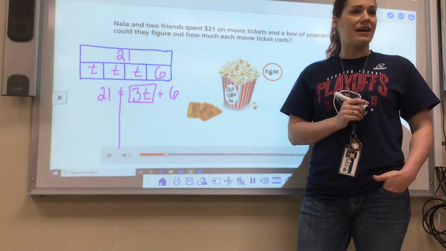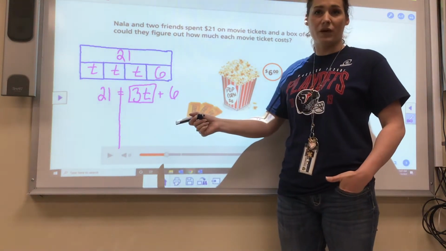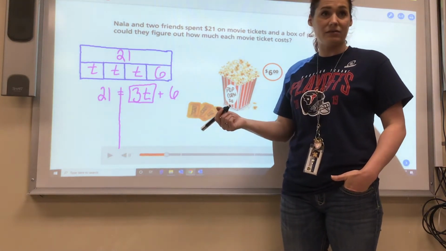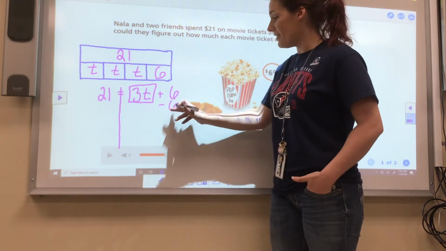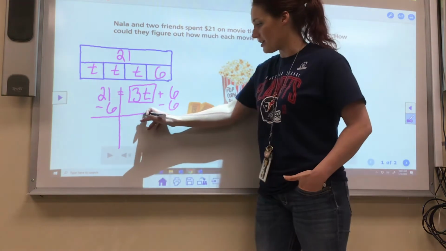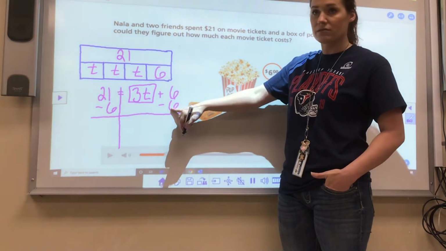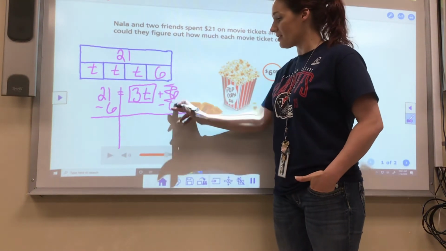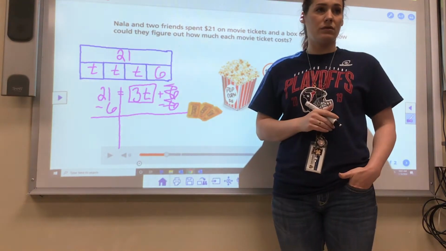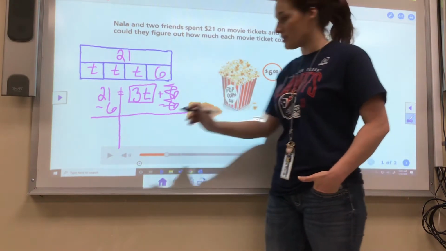So Claire had said, can't I just do 21 minus 6? Isn't that the first step in solving this equation, subtracting 6 from both sides? So this is following what you would intuitively do to find the cost of the tickets. Subtract 6 from both sides, because then we've got inverses. That gets rid of the cost of the popcorn. 21 subtract 6 is 15.